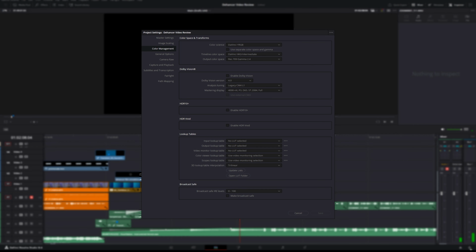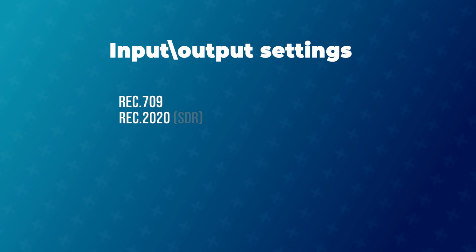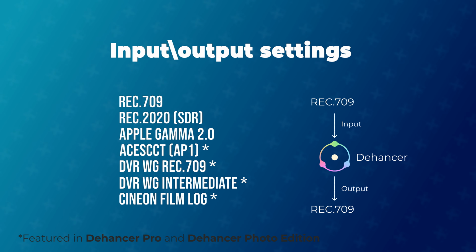For my projects, I usually use the following project settings: timeline color space DaVinci Wide Gamut Intermediate and output color space Rec.709 Gamma 2.4. And from the plugin usage guide, we see that the plugin natively supports several color formats and its output will always correspond to its input.